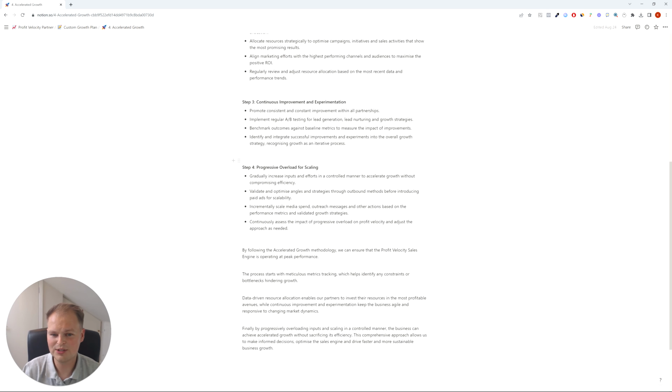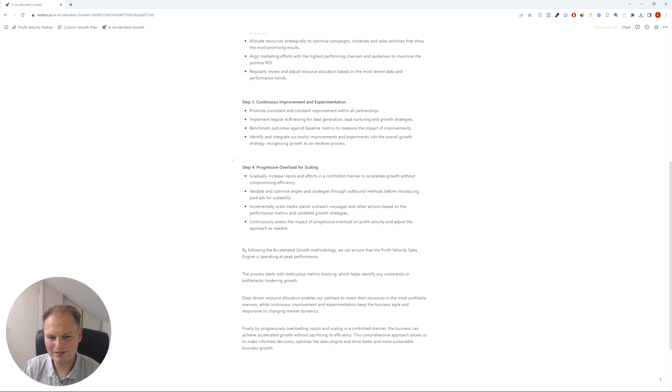Step 3, continuous improvement and experimentation. So we promote consistent and constant improvement within all our partnerships, implementing regular A/B testing for lead generation, lead nurturing, and growth strategies. We then benchmark outcomes based on the baseline metrics to measure the impact of improvements, and identify and integrate successful improvements and experiments into the overall growth strategy, recognizing growth is an iterative process.